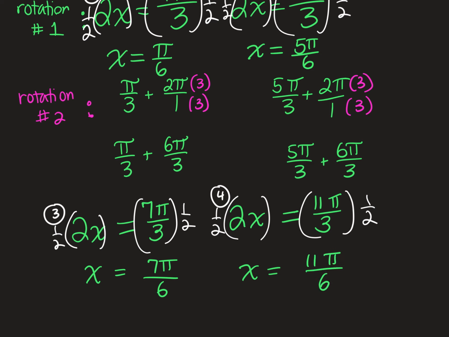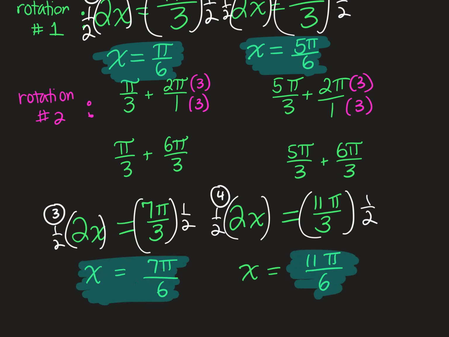So we have 4 possible solutions: pi over 6, 5 pi over 6, 7 pi over 6, and 11 pi over 6. Those are our 4 solutions. Now, it took us a little bit to get there. And we have to keep in mind that we are looking for more than one rotation in order to get all of our possible angles.